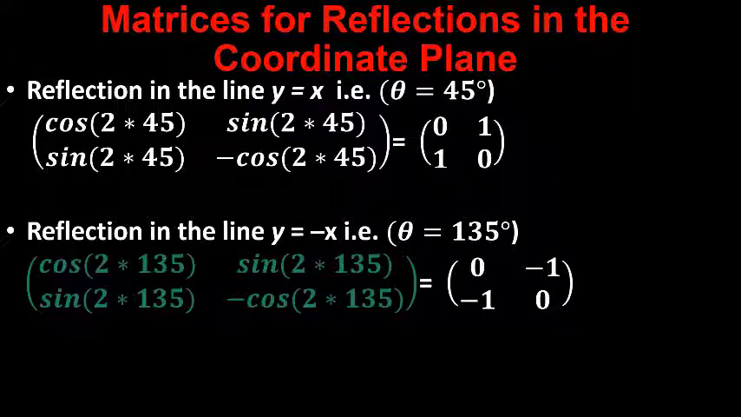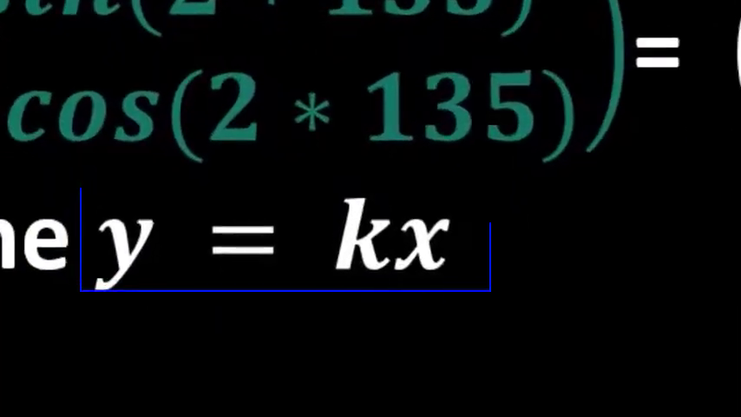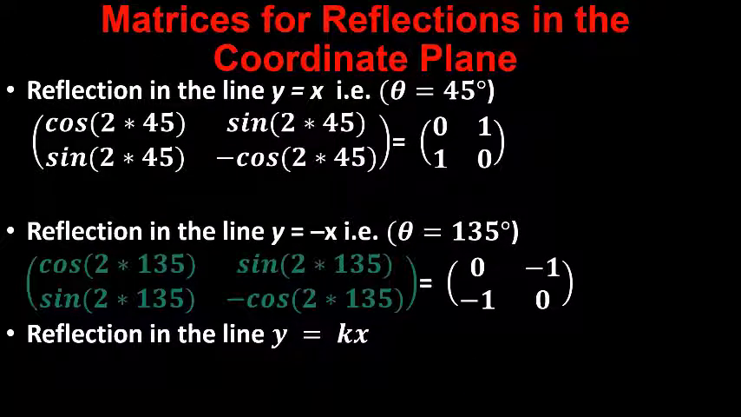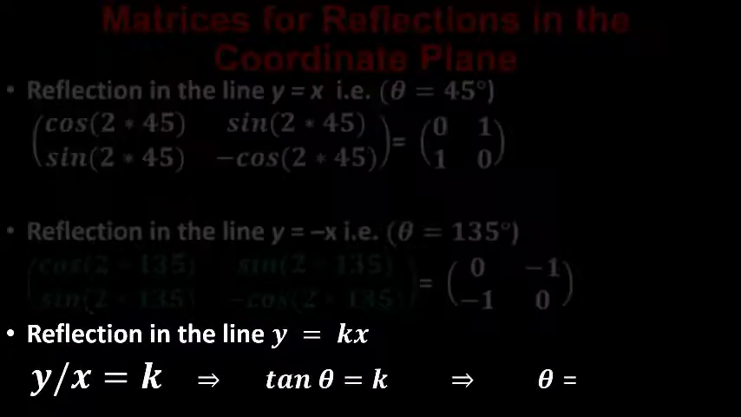Reflection in the line y equal to kx. For this one, we have to divide through the equation by x. So we get y over x equal to k. And we know y over x is the gradient, which is the same as tan theta.